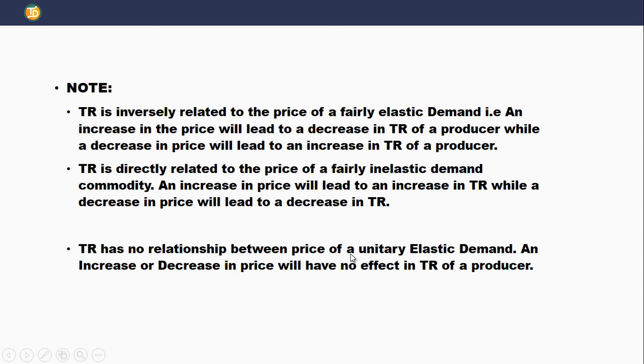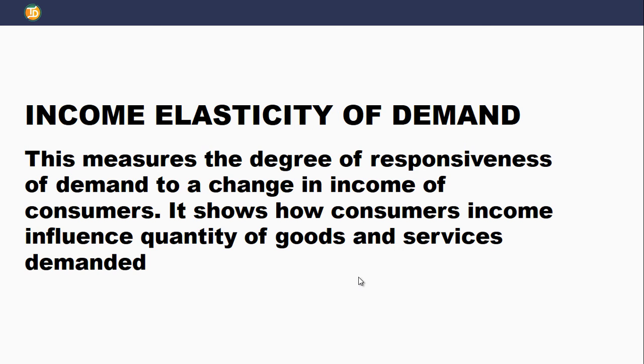The last relationship is that total revenue has no relationship with unitary elastic demand. So an increase or decrease in price of a unitary elastic demand will have no effect on the total revenue of a producer. Now let's look at the second type of elasticity of demand, which is income elasticity of demand.